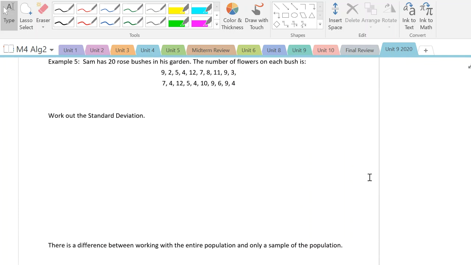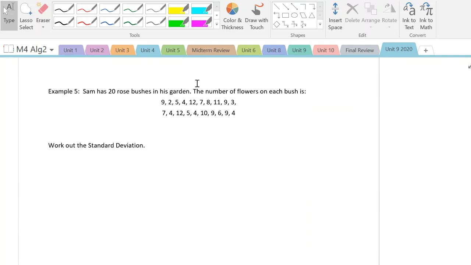So Sam has 20 rose bushes in his garden. The number of flowers on each bush is indicated there. Work out the standard deviation. I do not want you to do it by hand, so you use a calculator. Okay, so pause the video, find the standard deviation. So the standard deviation on this one is 2.983.